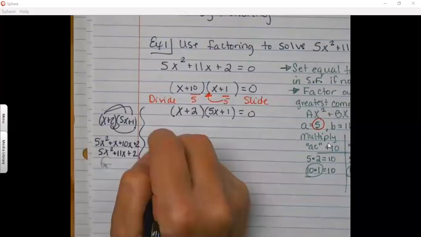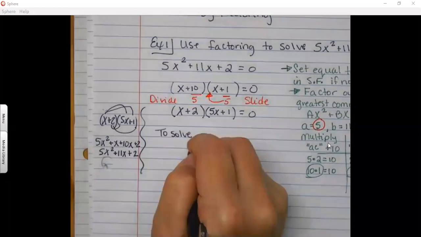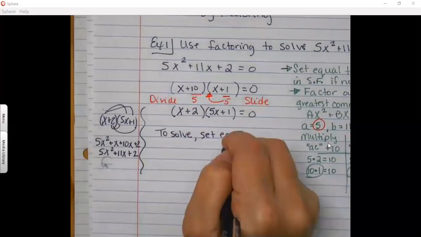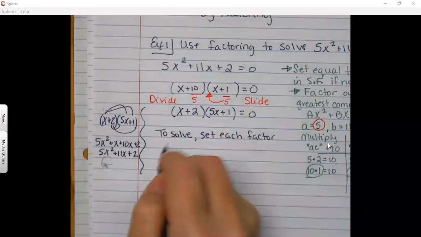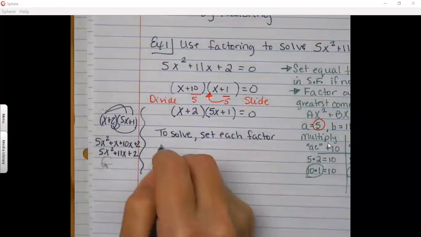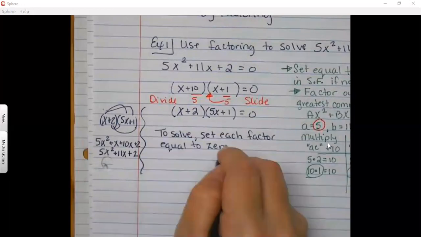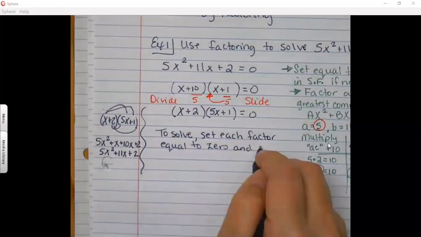Okay, so to solve, set each factor equal to 0 and solve for the variable.